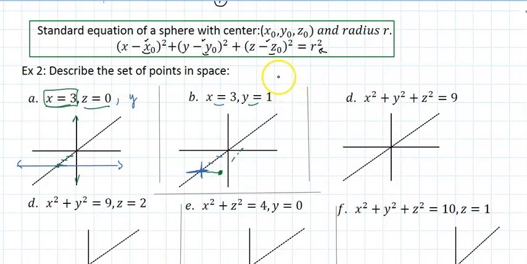But you notice there's no z. If there is no z, that means this z could be 1, z could be 2, z could be 3, negative 1, negative 2. What you end up with is a line that's parallel to the z-axis, in which that's 1 unit and that's 3 units.